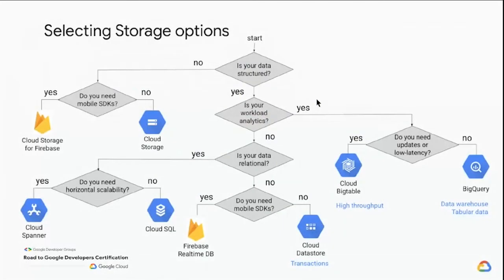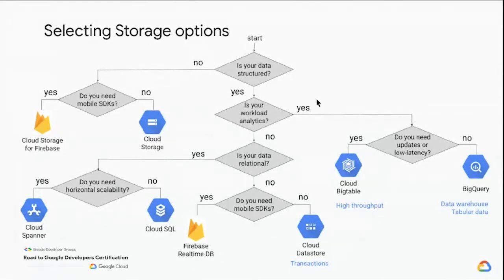Okay, so how do you select your storage? First, you should see if your data is structured. If it's not, then it's probably a blob. You either store it on Cloud Storage for Firebase or the normal Cloud Storage, if you are not using a mobile SDK or something. If it's structured and you want to use it for analytics workloads, if you want low latency and quick updates, you go with Bigtable. Otherwise, you go with BigQuery.